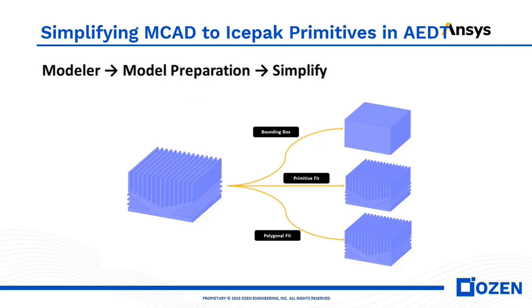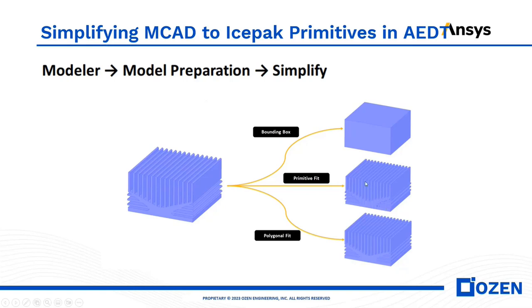Okay, here I have three different alternatives. I can do a bounding box simplification, I can do a primitive fit simplification, or I can do a polygonal fit simplification. As you may see, depending on the approach that I take, the final shape will be different, right? So for example, in the bounding box, basically from this heat sink, a bounding box will be created. Then we are losing all the details of this heat sink. If we use the primitive fit, basically the geometry will be split in multiple blocks. So the final shape is somehow similar, but we will have many, many interfaces and many blocks.